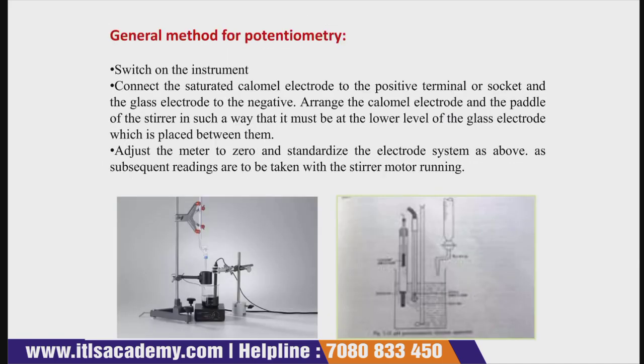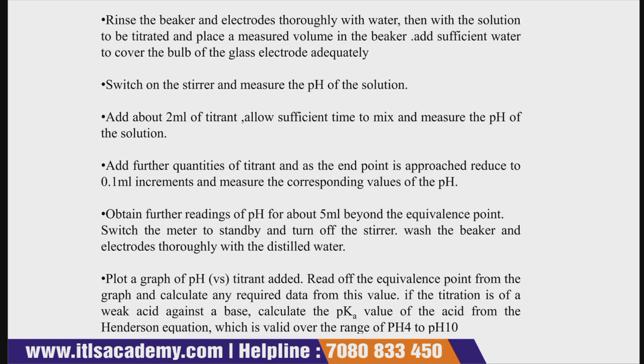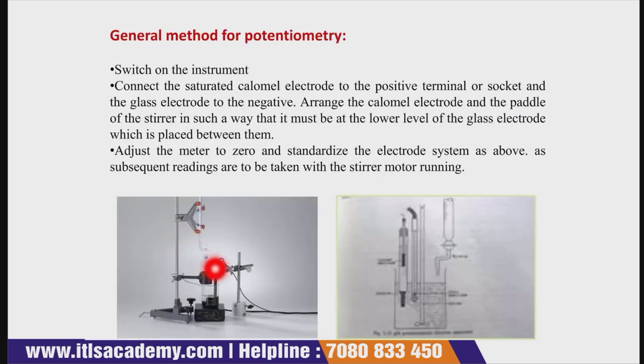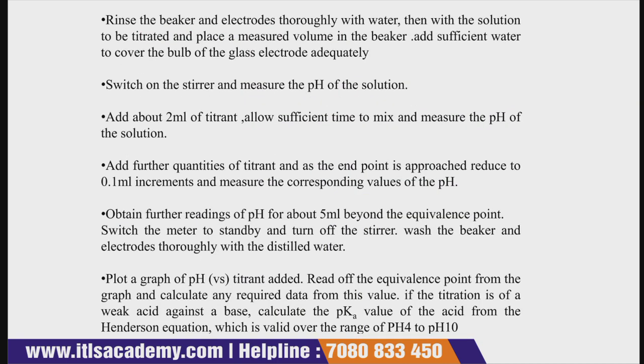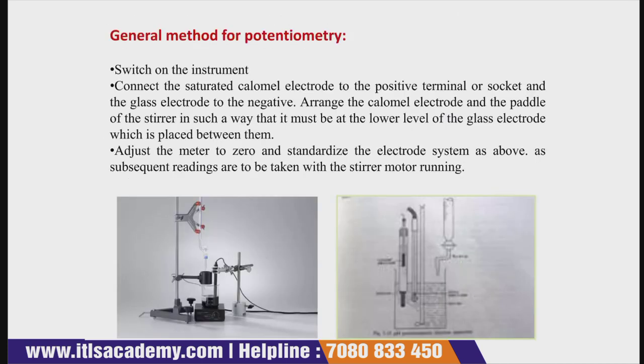Now after the whole setup is done, as you can see in this particular diagram, one beaker is also attached. So you have to rinse the beaker and the electrode properly with water. After rinsing the beaker and the electrode thoroughly with water, you then rinse with the solution to be titrated and place the volume in the beaker, as you can see here. So after washing the electrode and beaker, you have to fill this beaker with the solution that is to be titrated.